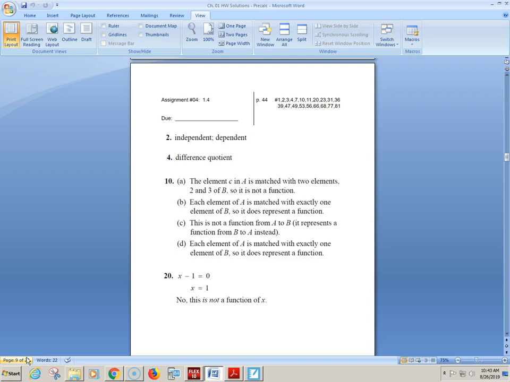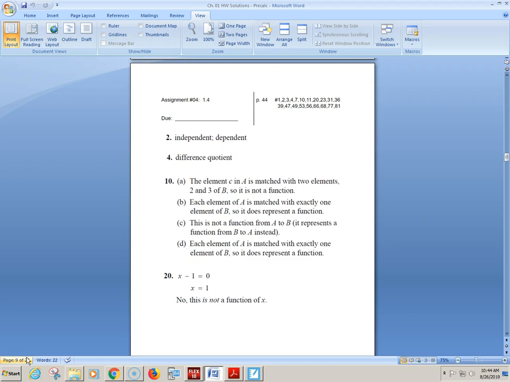Why is number 20 a no? That was a little bit weird. Doesn't even look like an equation. Where's the y? That's the point. There is no y. What does x equals 1 look like, guys? What kind of line? A vertical line. A vertical line. Because this one's a function.